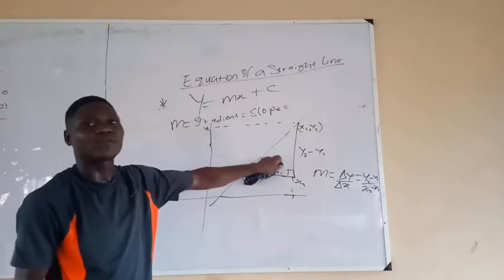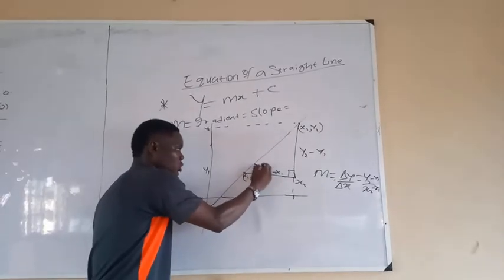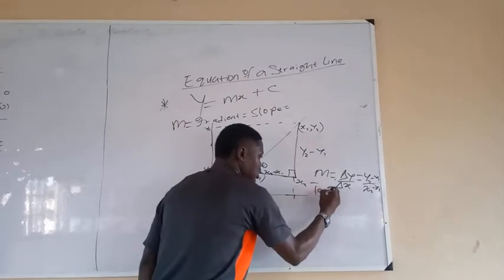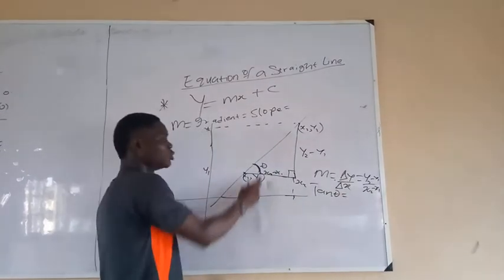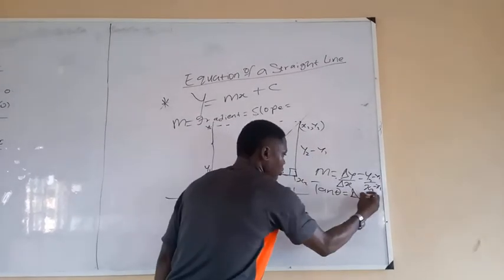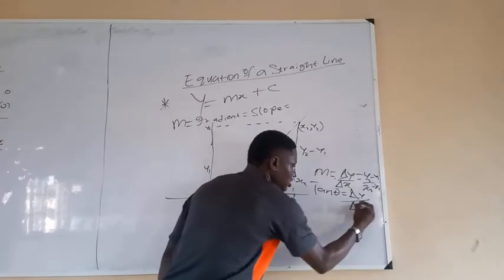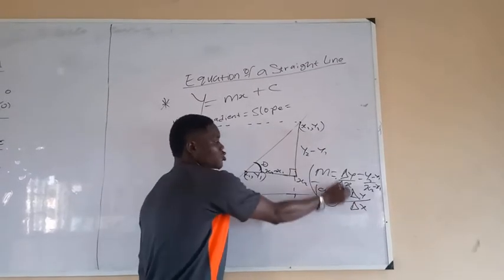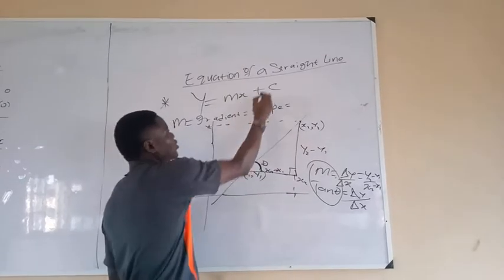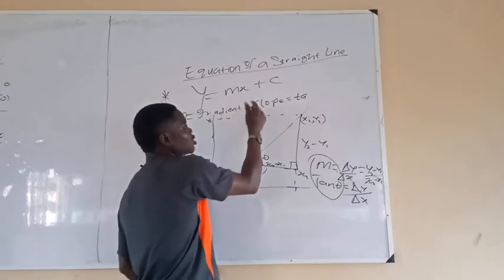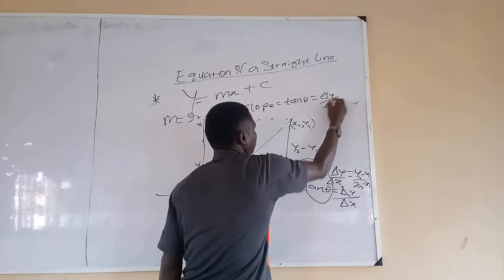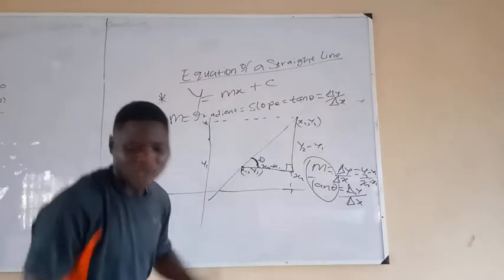Now, also, if you observe this triangle, there is an angle theta to the horizontal. Look at that angle. From trigonometry, we know that tan theta is opposite over adjacent. And what's the opposite? Change in y, over adjacent, which is change in x. So we can therefore say that gradient is also tan theta, so long as theta is to the horizontal. So we can say m, which is gradient, is equal to slope, or tan theta, or change in y over change in x.